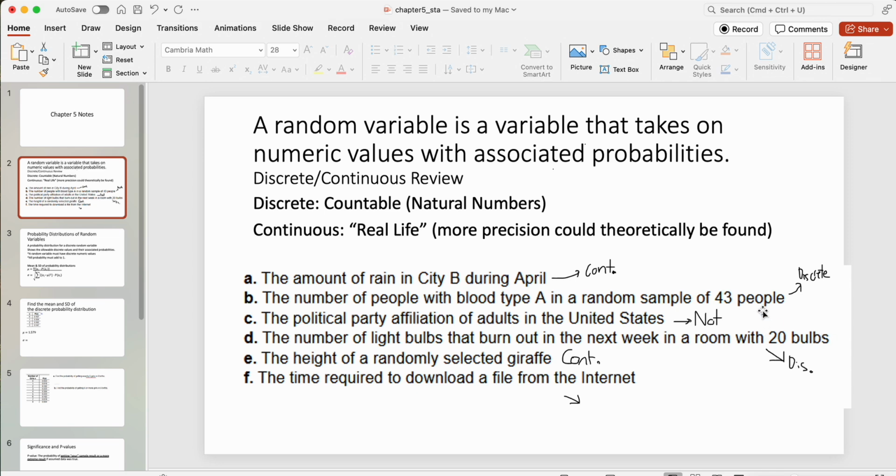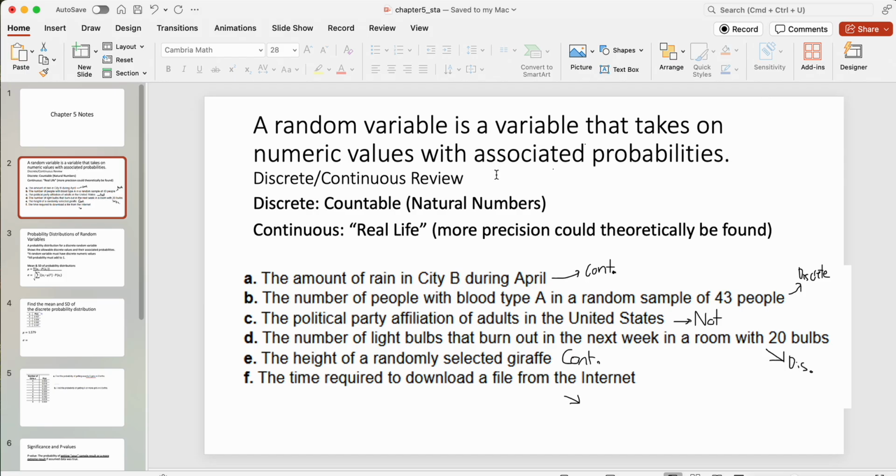All right, everyone. Welcome to our Chapter 5 guided notes here. The first section of Chapter 5 should go by pretty quick, but we'll just go over the big formulas and the big ideas. So, we're going to start to talk about random variables and probability distributions of those random variables.